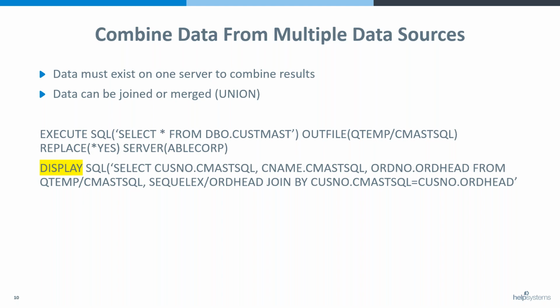I can then use that file in my script, and it remains a script because the next command is a display. And I'm picking on my select clause both fields from the work file I just brought over, as well as a file that's on the IBM I. I'm going to join it together, and then I can display this. So when I run this script, I get a display.